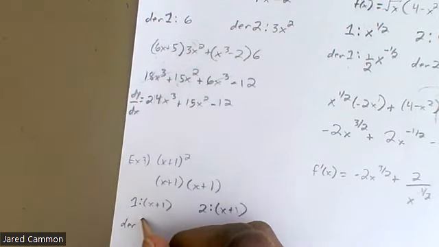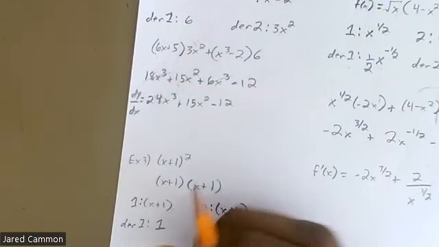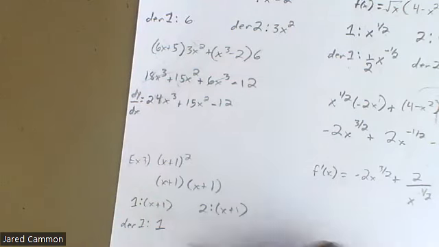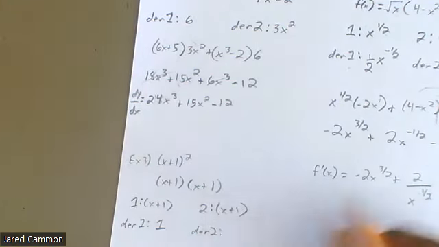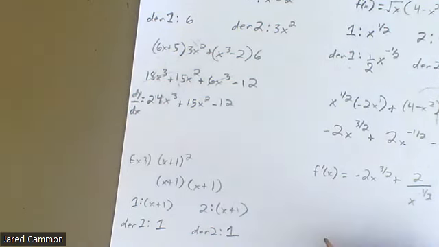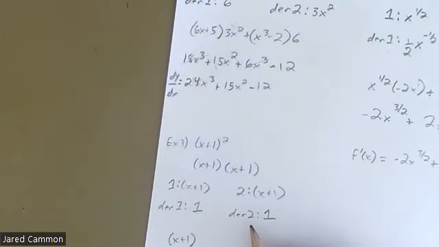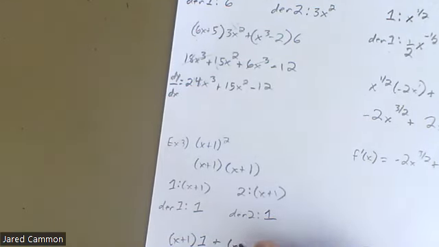The derivative of the first factor is going to be, derivative of x is going to be 1, because there's an invisible 1 right here. And derivative of 1 is 0. So that's all you got here. Same thing over here. Derivative of x is 1, and derivative of 1 is 0. So now we have to apply the formula. The formula which says 1d2 plus 2d1. So 1, which is x plus 1, times d2 plus 2, which is x plus 1, times d1, which is 1.